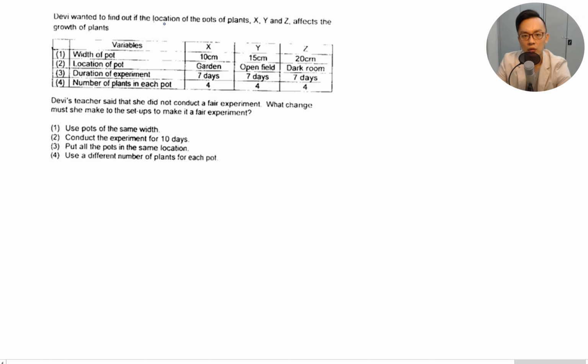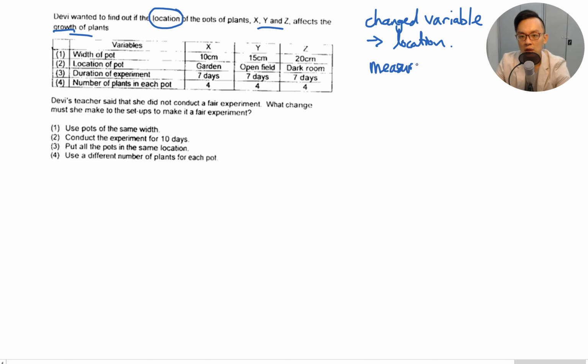Devi wanted to find out if the location of the pots of plants X, Y, and Z affects the growth of plants. So if he wants to find the location, therefore the changed variable, or what is changed in this experiment, should only be the location. And if she wants to find out whether it affects the growth of plants, what you measured, or the measured variable, should be the growth, or how tall or how short the plant has grown. All right, so nothing else should change except the location, and nothing else should be measured except the growth.